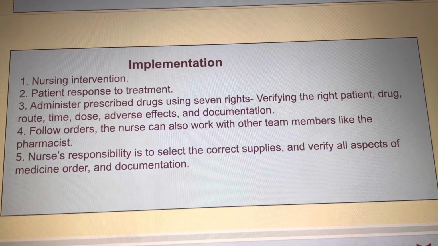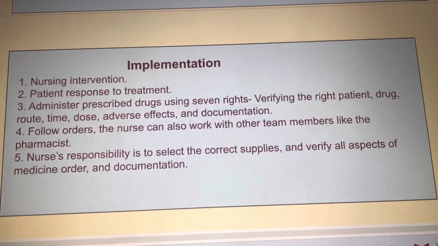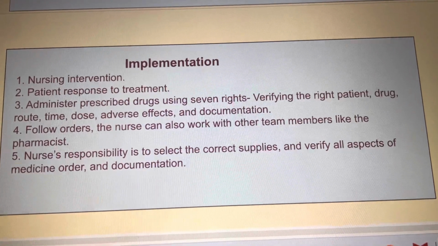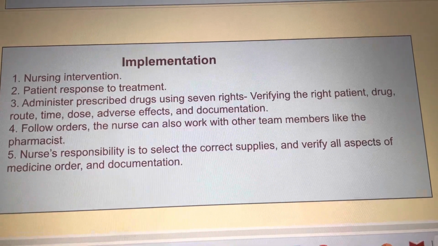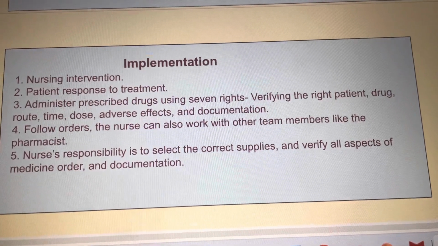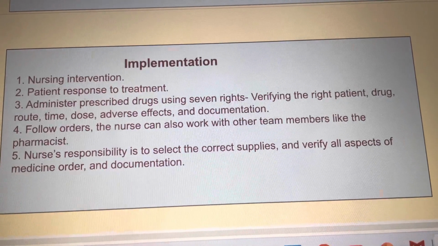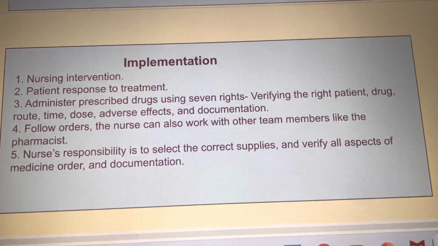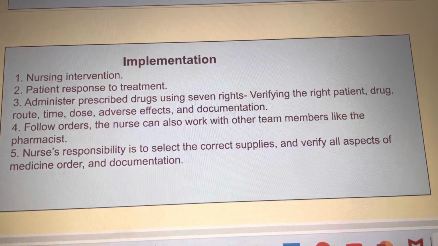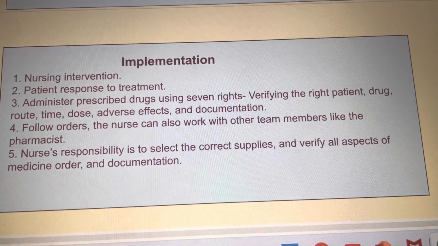administering the prescribed drug using the 7 rights. What are the 7 rights? We have to make sure it's the right patient, that we are giving the drug by the right route of administration, at the right time, the right dose, with attention to any adverse effect, and documentation. So documentation is very important.